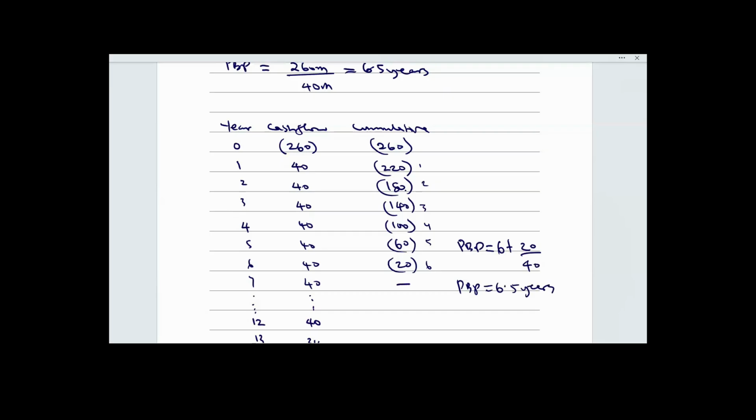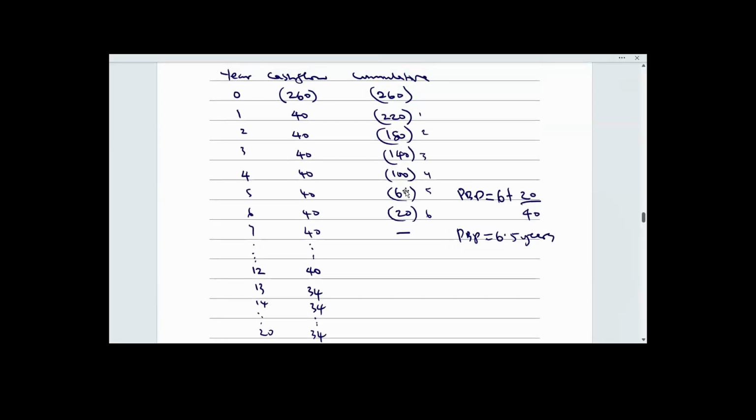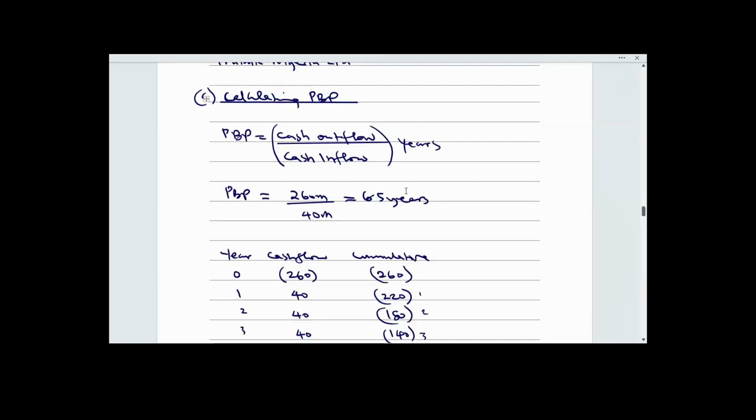So why do you want to be going through all this stress, doing year 1 to 20 like a primary school student, when you know that you can do it using a formula and then move on straight? All right. So you need to shine your eye. You need to shine your eye.